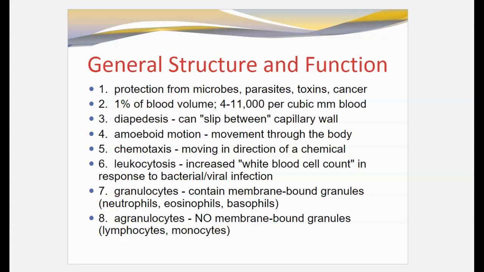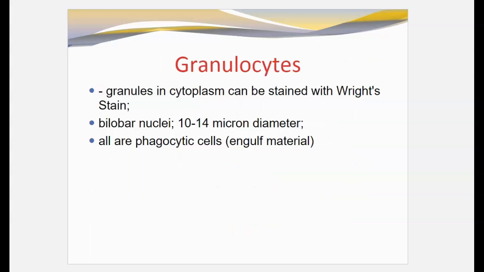There's two big types or groups of white blood cells. Those that have these membrane-bound granules. You can see the neutrophils, the eosinophils, and basophils are of those. And then the ones that don't. They have no membrane-bound granules and such. That'd be the lymphocytes and the monocytes.